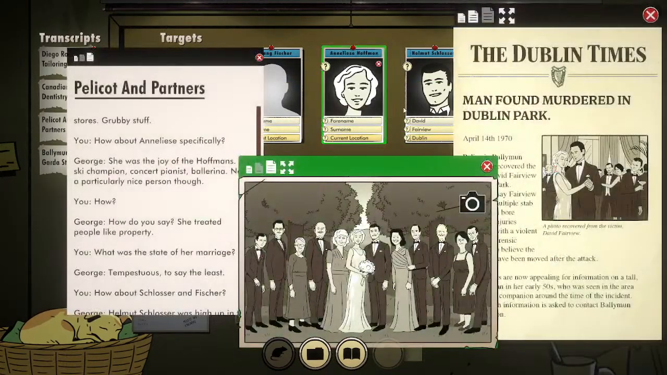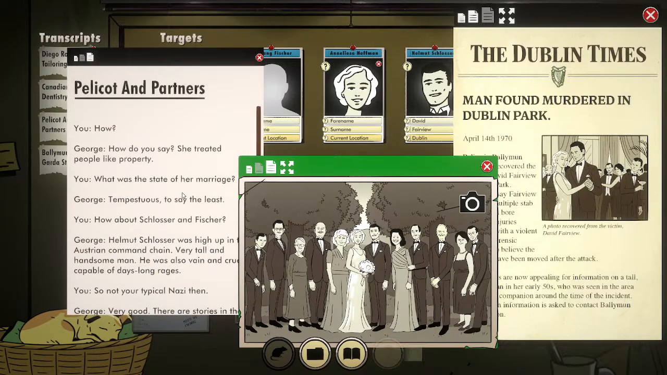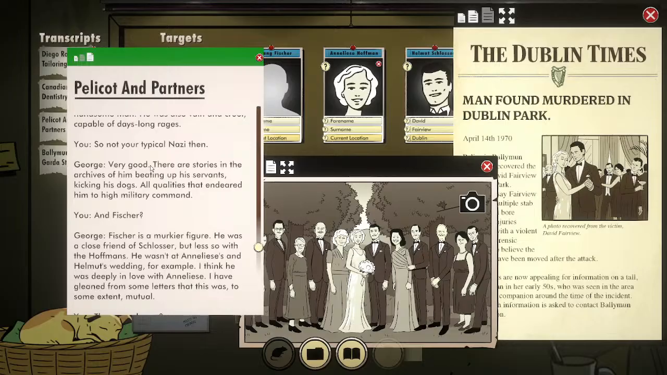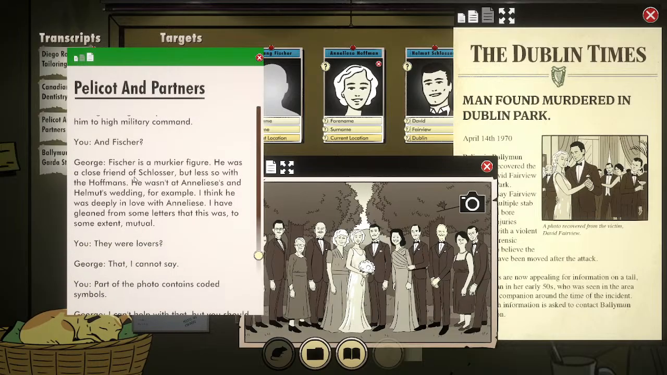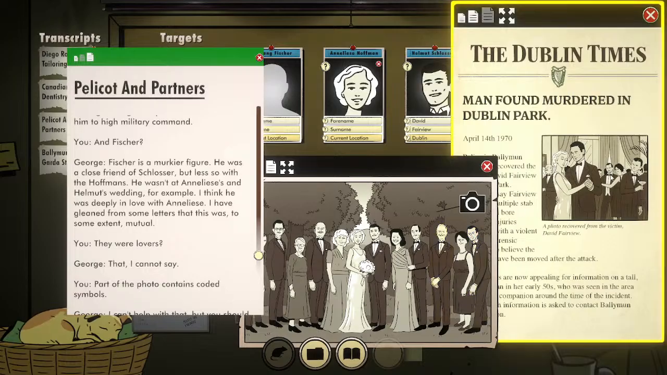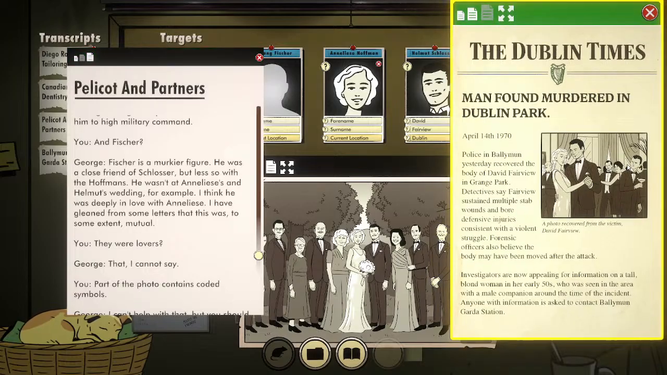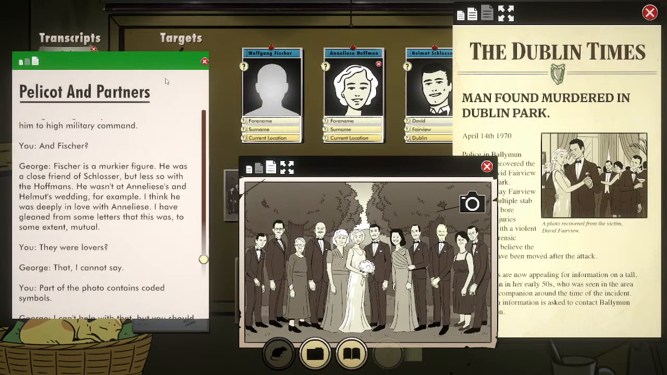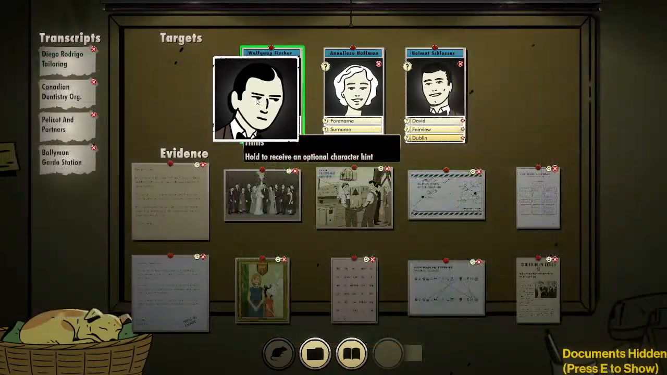Well, this must be Annalise, then, because she treated people like property. Slasher and Fisher. Fisher was a close friend of Slasher. Oh, this is probably him, and this is probably him. Oh no, this is probably him. We're gonna go with this for now.